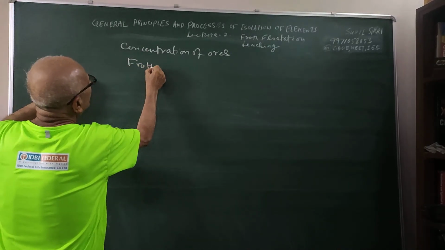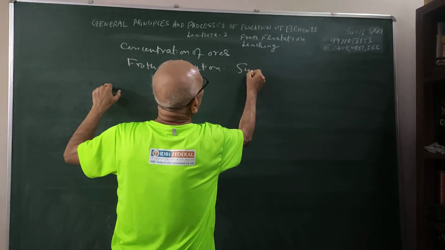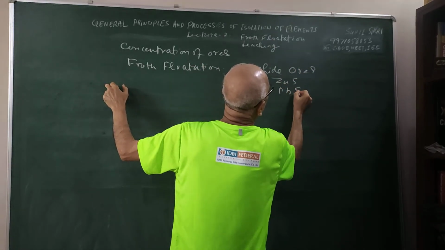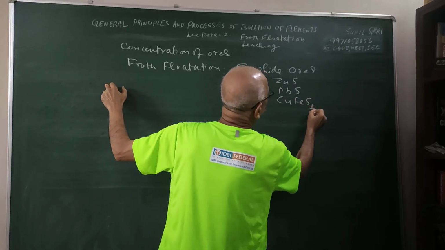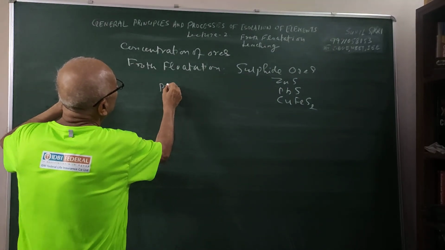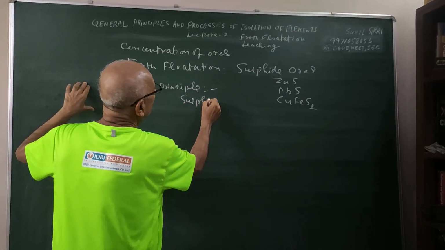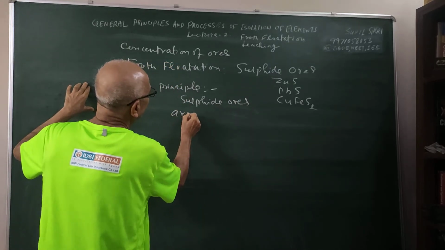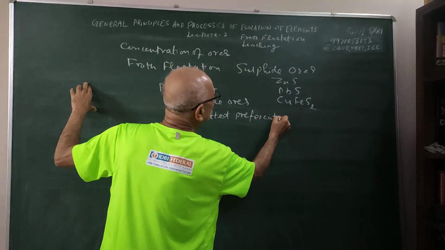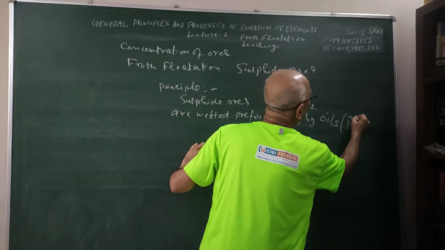This is a very important method, mainly used for sulfide ores. ZnS, PbS, CuFeS2. Sulfide ores can be concentrated by the froth flotation method, and the principle of this is based on the fact that the sulfide ores are wetted preferentially by oils. I am using here pine oil.